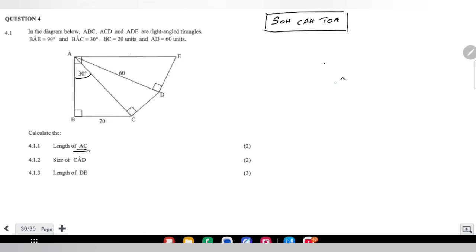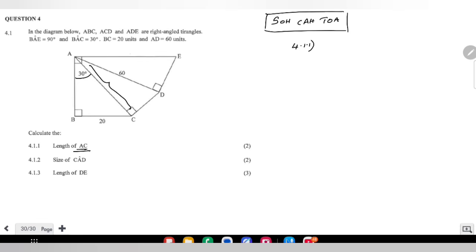In this diagram, as I told you, how many right angle triangles? Three right angle triangles, and four 90 degrees we can also see: 1, 2, 3 and 4 here, isn't it? Four 90 degrees you can see there. All right, let's do the first question. Calculate the length of AC. That is 4.1.1. Where is AC?